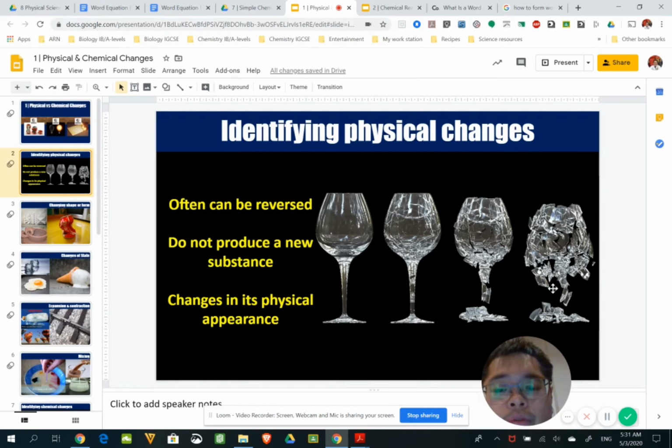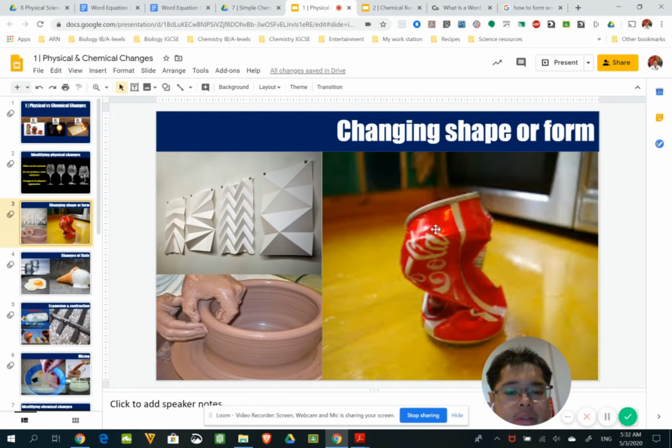And what are the physical changes in terms of evidence? It only changes the shape or form. If you look at the pictures over here, you notice that the shape and form have been changed. And if we connect this to the forces that you have learned before, you will note that it definitely requires a force to change the shape or form of an object.